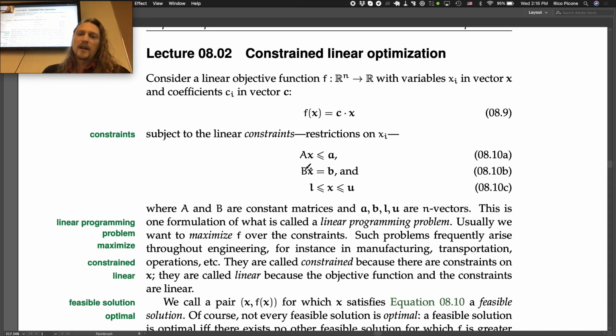Matrix B times x is equal to vector little b. So these are equality constraints. So these are inequality constraints.